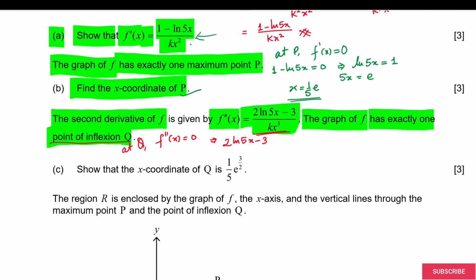Okay, we'll go to the question, and they have asked the same question, which is show that the x coordinate of Q is 1 over 5 e to the power 3 over 2.